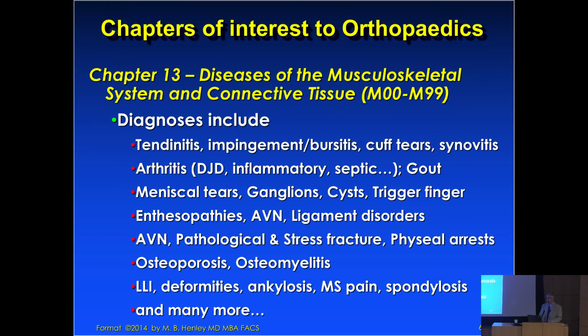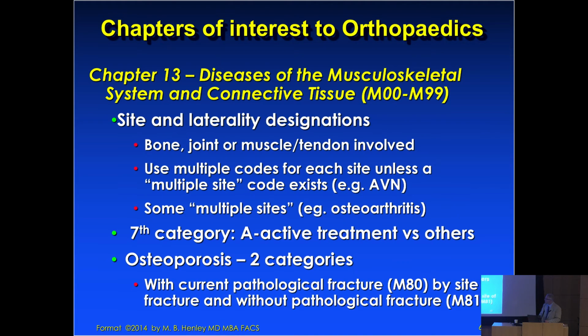Chapter 13 is the workhorse for orthopedics. It has all the itises and OCs, meaning tendinitis, arthritis, osteoporosis, osteomyelitis, ankylosis, many, many more. And these are some of the things that are atraumatic conditions or as a result of a prior traumatic condition, such as tendinopathies. In this chapter, the specific bone, joint, or muscle and tendon involved must be identified.